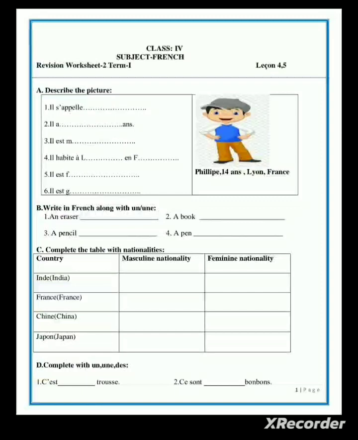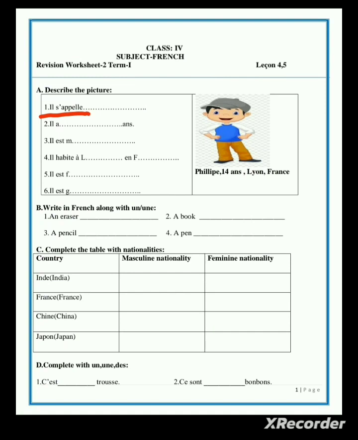Today we are going to solve the revision worksheet number 2 of grade 4. So let's start with the first question. Describe the picture. So what is written here? Il s'appelle. Il s'appelle means his name is. So look at the picture and see what is the name written here. Philip. So here we need to put this information: age, place, country. So let's start with the first. Il s'appelle. So answer number first is Philip.